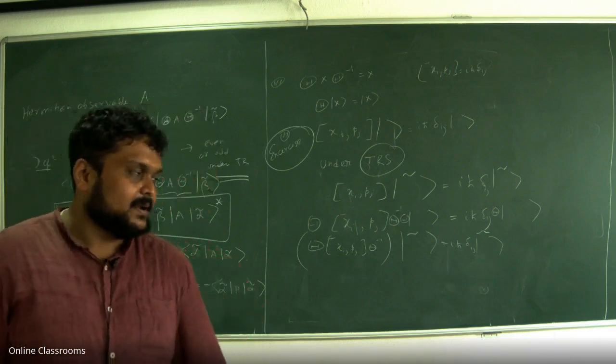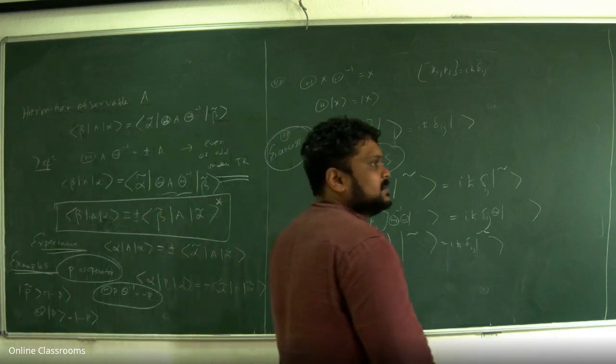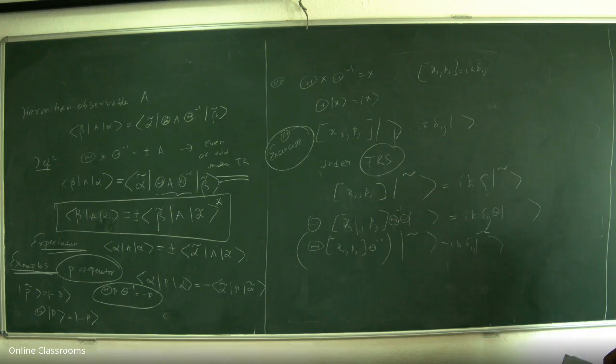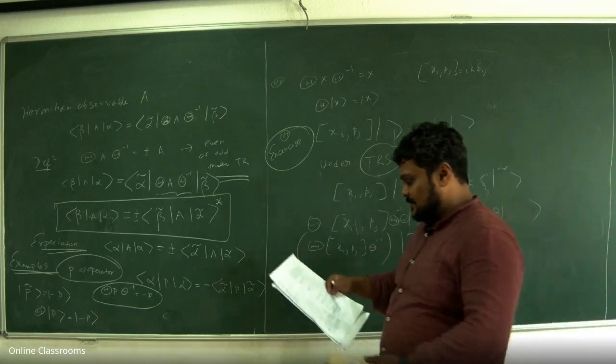This is also what happened in Maxwell, for example. We saw the electric field doesn't change, the magnetic field changes, current changes, velocity changes, charge doesn't change, but the Maxwell equations remain invariant. Right? Okay.